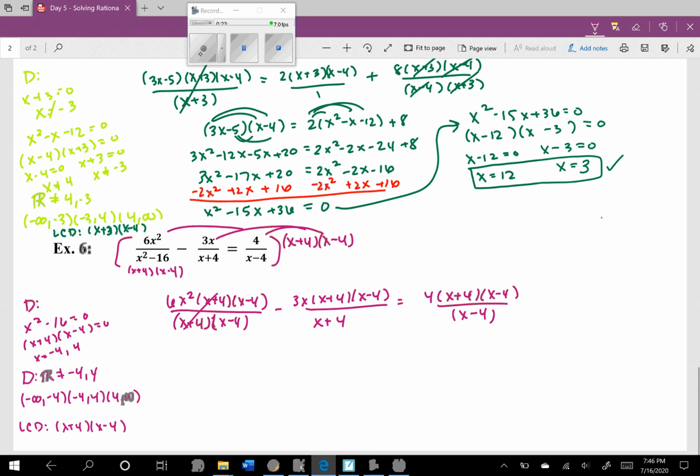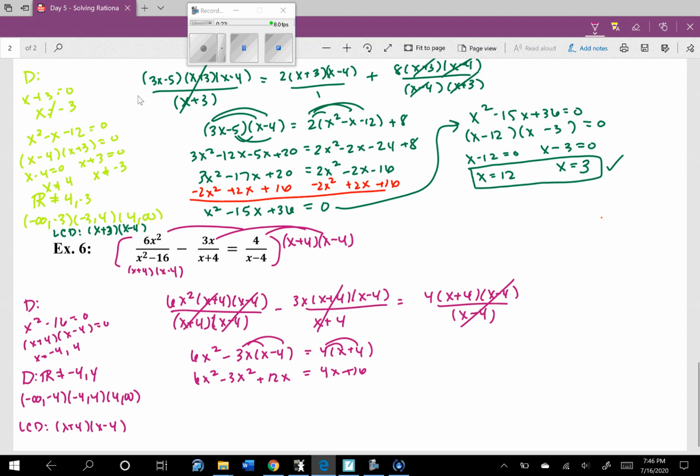And we can cancel out our factors. Remember, we did that on purpose by getting the LCD of all the denominators, so we can get rid of the denominators by multiplying the numerators by that. So this gives us 6x squared minus 3x times x minus 4 equals 4 times x plus 4, and then we're going to go ahead and solve. So 6x squared, distribute here, minus 3x squared plus 12x is equal to 4x plus 16.